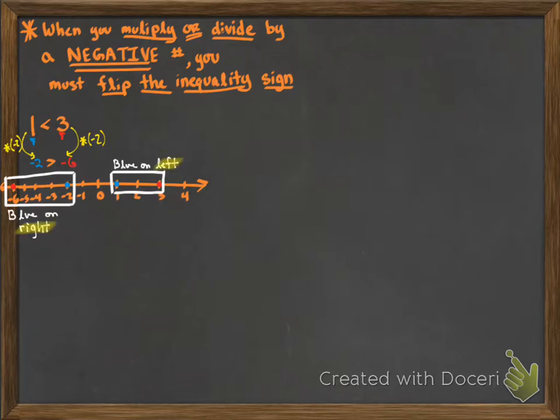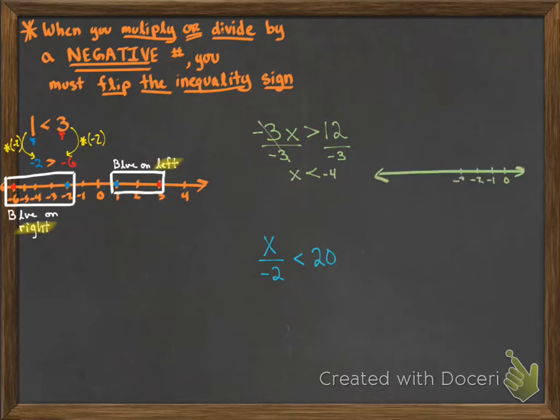So let's look at some examples. Negative 3 times x is greater than 12, and x divided by negative 2 is less than 20. How do you get x by itself? You divide each side by negative 3. So what I do, when I see I'm dividing or multiplying by negative 3, before I even cancel anything out, I flip that inequality so I don't forget to do it later. Now, once I have it flipped, I'll just pretend like it's an equal sign. Those negative 3's cancel out. You get x is less than negative 4. So you draw your number line, identify negative 4. Now it's a less than inequality, so open circle, and then everything to the left.